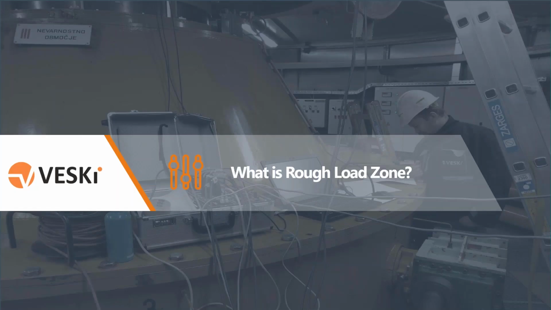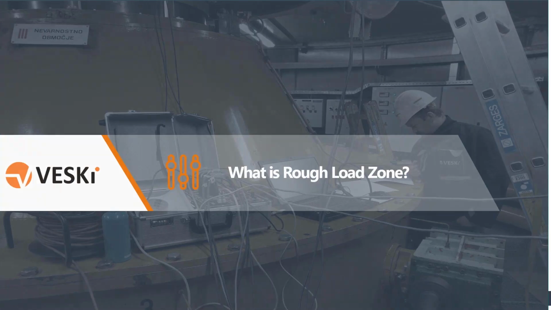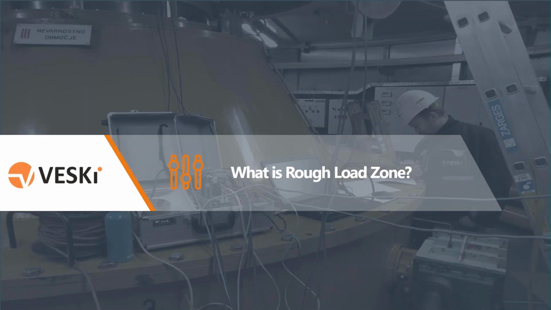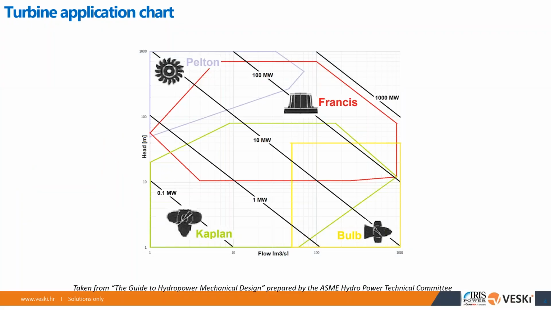So when we're talking about rough load zone, first we'll start with the turbine design. There are different types of turbines. That you probably all know that. Some are designed for high head, and some are designed for low head, and it also depends on the flow. So we'll be talking about Francis turbines, which are basically somewhere in between the low and a high head.